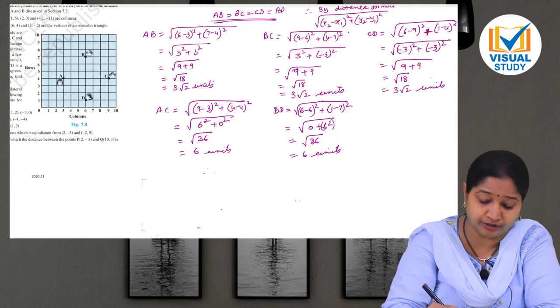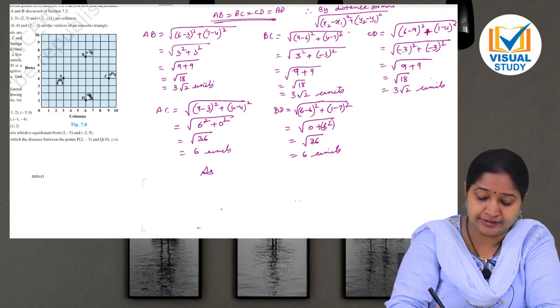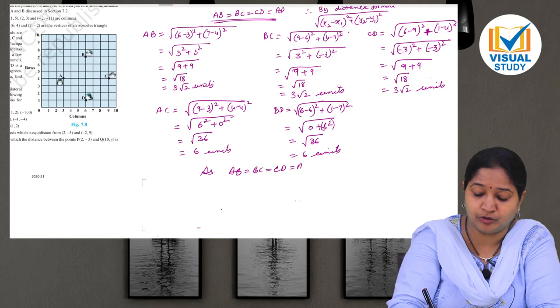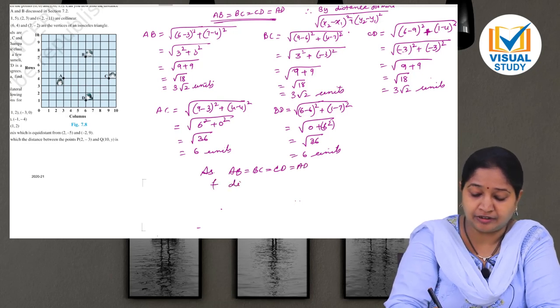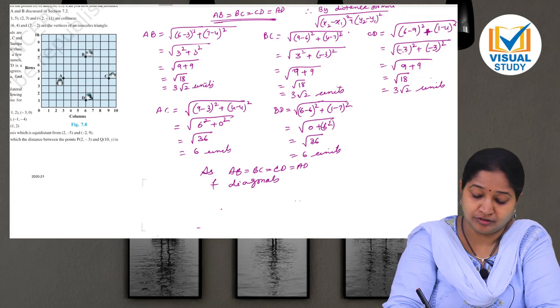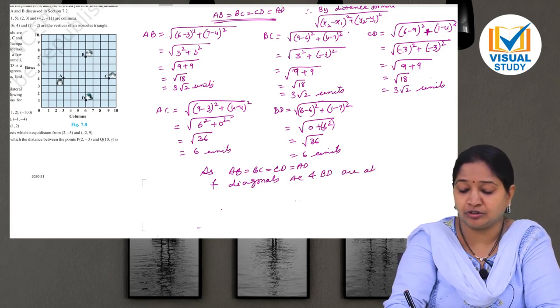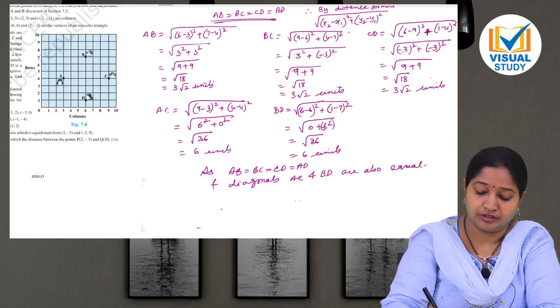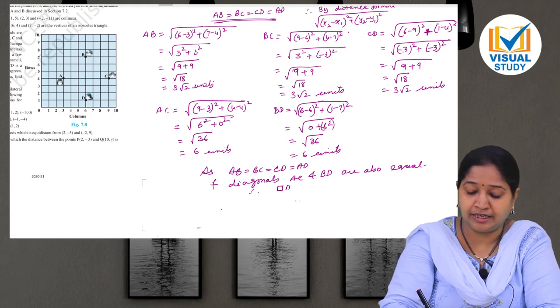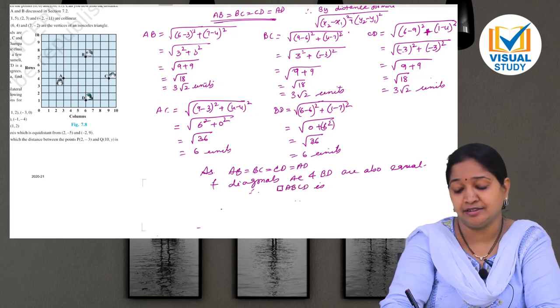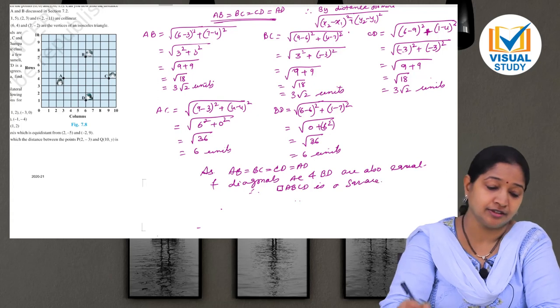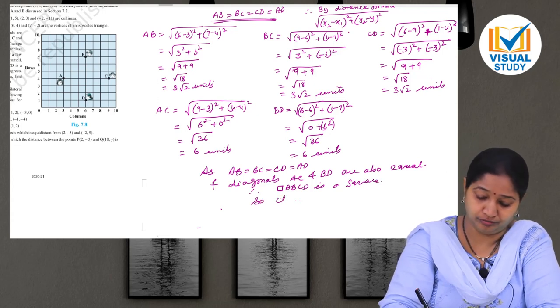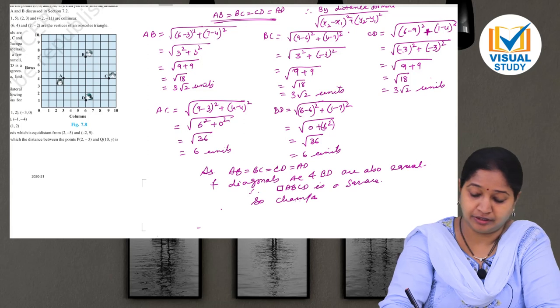We have to write all the things as AB is equal to BC equal to CD equal to AD, and the diagonals AC and BD are also equal, and therefore ABCD is a square. So who was correct here? Champa. So Champa is correct.